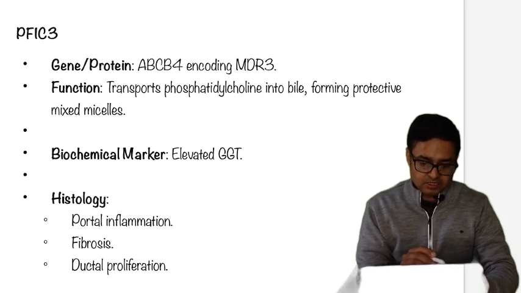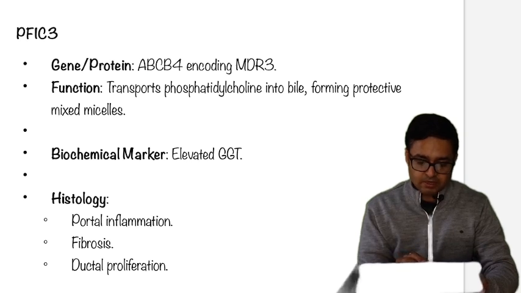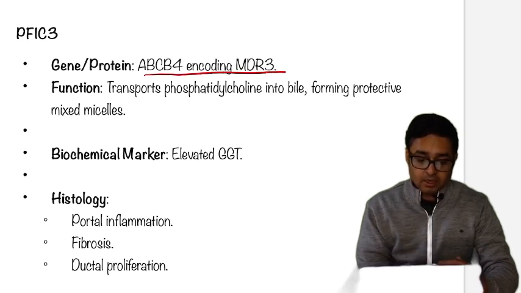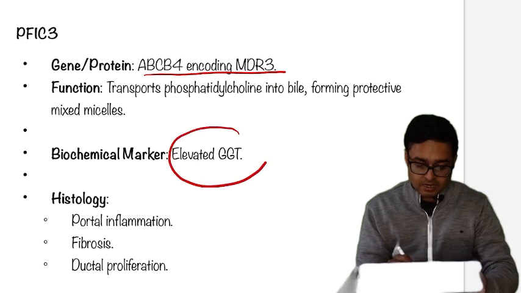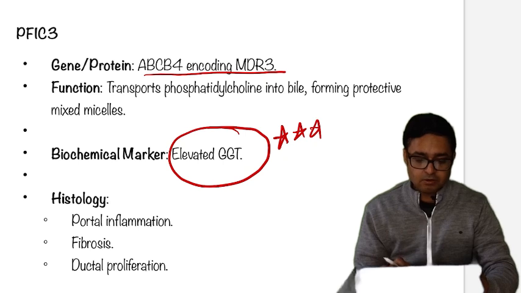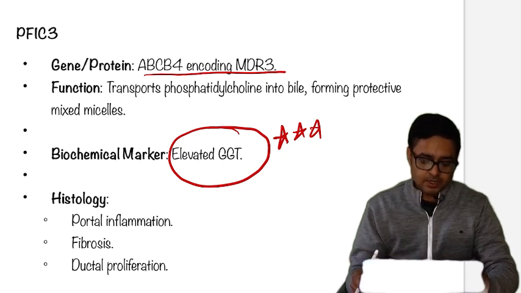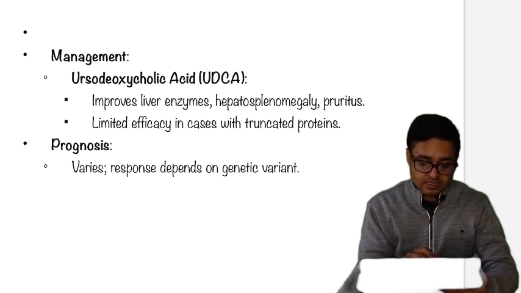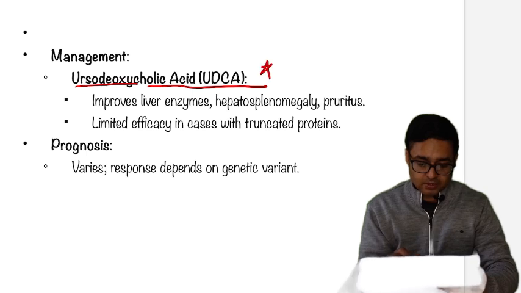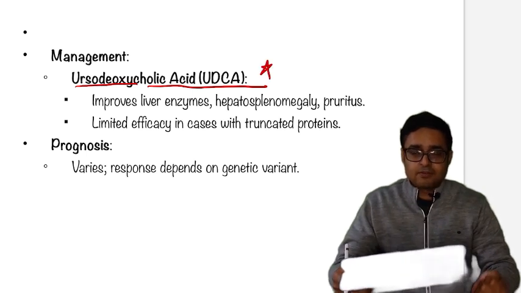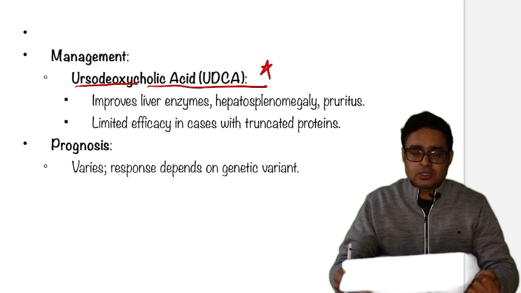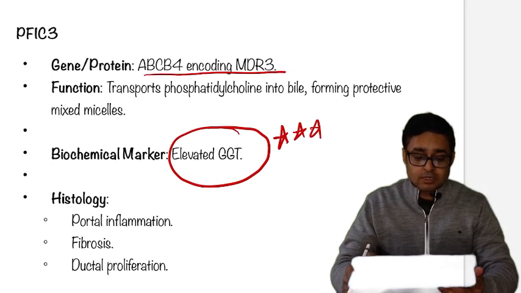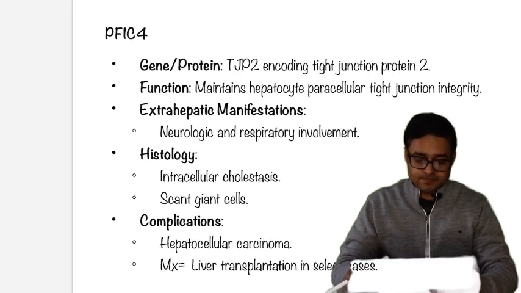In PFIC3, the gene is again ABCB4 encoding MDR3. Biochemical marker, this is very important, elevated GGT. Histology is non-specific, like inflammation, fibrosis, and ductal proliferation. We will treat this condition with ursodeoxycholic acid. So in which PFIC is ursodeoxycholic acid used? That will be PFIC3.